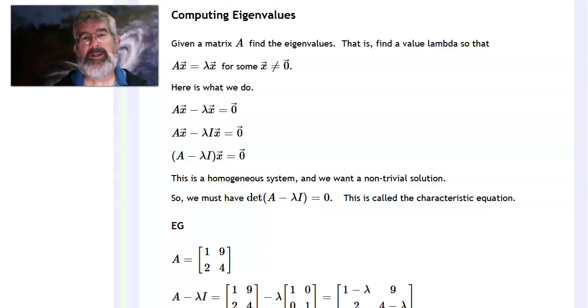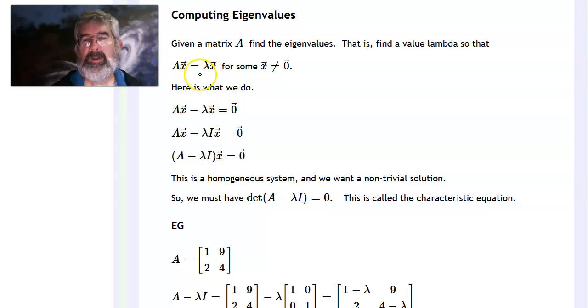In this video, I want to take a look at how we actually compute eigenvalues. So the situation is we've got a square matrix A, and we want to find values lambda so that Ax equals lambda x for some non-zero vector x. Certainly 0 works for any lambda, but we want to find the special ones. We want to find the lambdas where you've got some non-zero vector that makes that true.